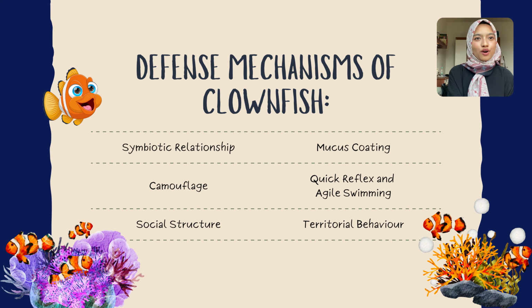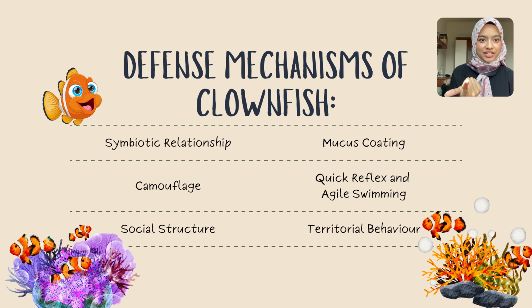Next, let's move on to defense mechanisms of clownfish. There are 6 defense mechanisms, which are symbiotic relationship with sea anemones, mucus coating, camouflage, quick reflexes and agile swimming, social structure, and territorial behavior.